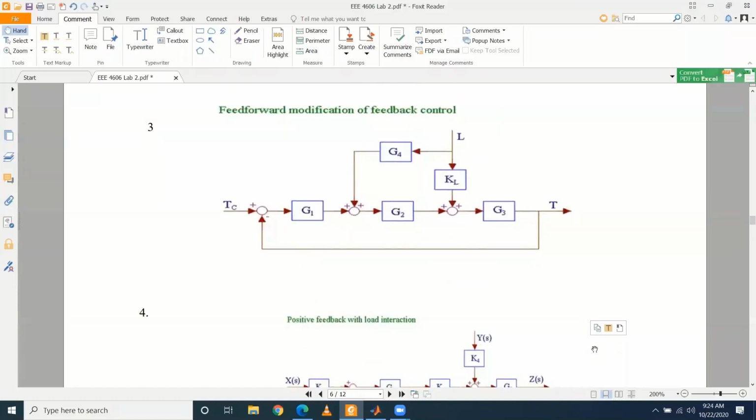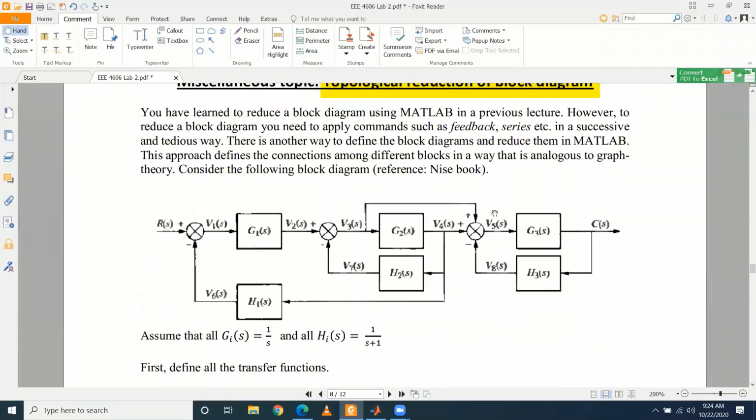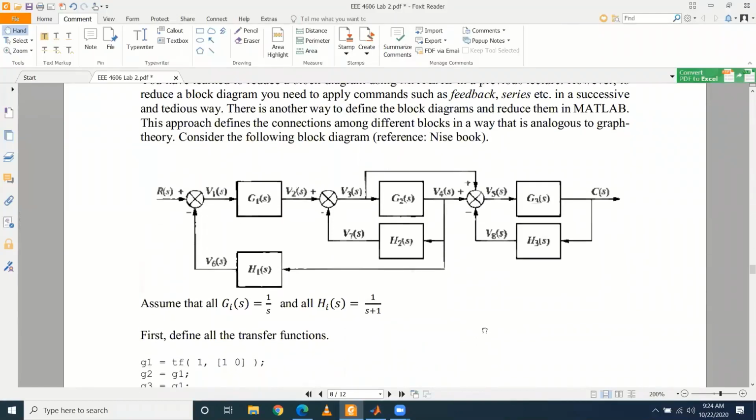So you cannot use MATLAB functions like series, parallel, and feedback directly to reduce these block diagrams. For these large complex block diagrams, we use topological reduction. Take a look at this particular block diagram. Can you identify series, parallel, or feedback from this one? No, sir. As far as I can see, there is nothing in series, nothing in parallel, nothing in feedback directly. Normally when you do it by hand, you can perform some manipulations, but in MATLAB it's not possible to use series, parallel, or feedback. So we'll use topological reduction.